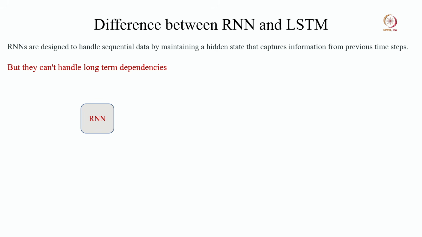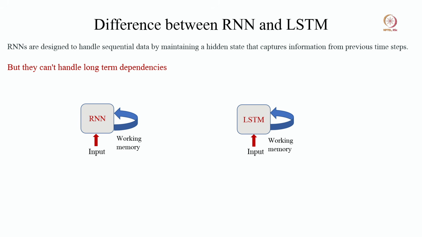Now we will see how RNN and LSTM differ. So we have RNN and LSTM here, and we are giving input to both of them, and in RNN we have a working memory which is your hidden state, and the same is there in LSTM as well. Together with that there is a long-term memory cell also which is present in LSTM, and then we get the output from both the RNNs and LSTMs.